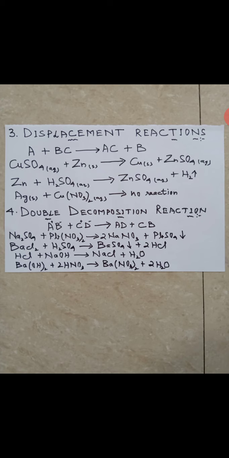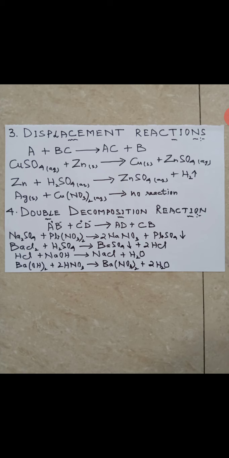Alright, so double decomposition, again I repeat the definition, listen carefully, you write it down. When the molecules of two compounds exchange their radicals, I have explained to you, to form two different compounds, what you can see there, AD and CB, two different compounds, the reaction is called a double decomposition reaction.